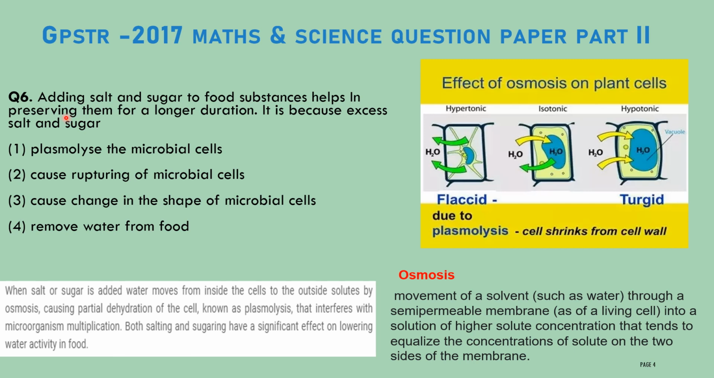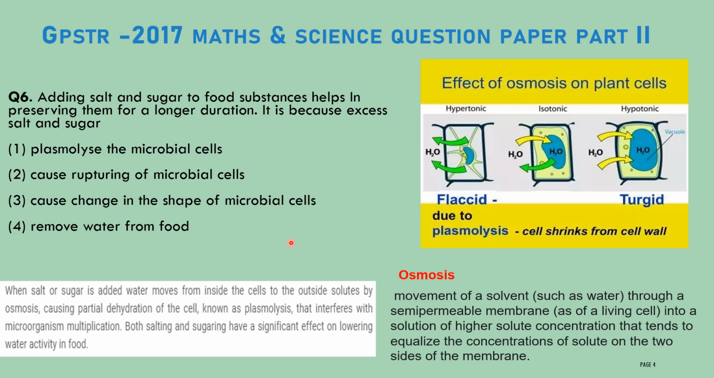Let us discuss the next question. Adding salt and sugar to food substances helps in preserving them for a longer duration. If you add salt and sugar to a particular substance, you can preserve the food. It is because excess salt and sugar involve which process? They are given the options. Option 1, plasmolyse the microbial cells. Option 2, cause rupturing of microbial cells. Option 3, cause change in shape of microbial cells. Option 4, remove water from the food.